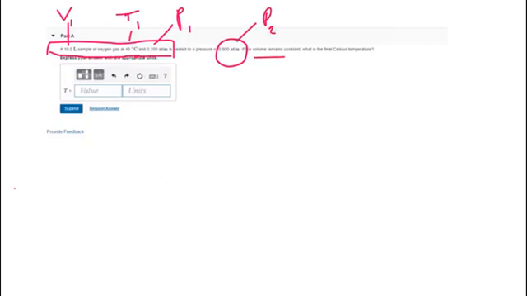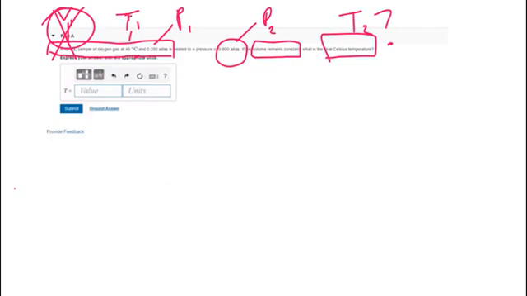If the volume remains constant, so my volume is not changing. So my volume 1 and volume 2 are going to be the same, so I actually don't even care that I have a 10-liter sample of it. What is the final Celsius temperature? So T2 question mark. So here, notice I have an initial temperature, initial pressure, a second pressure. I need to find the second temperature.